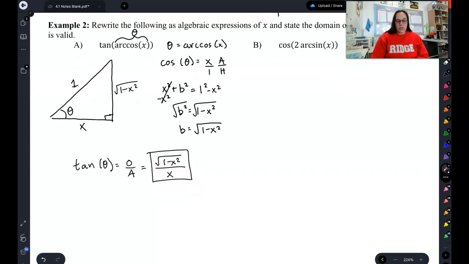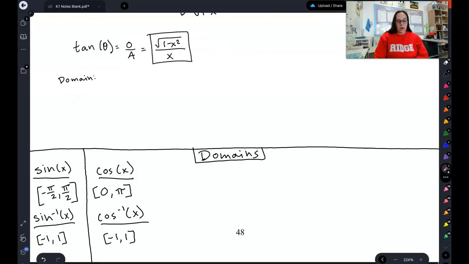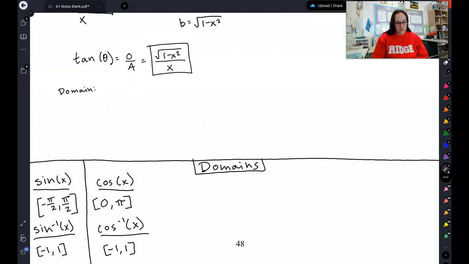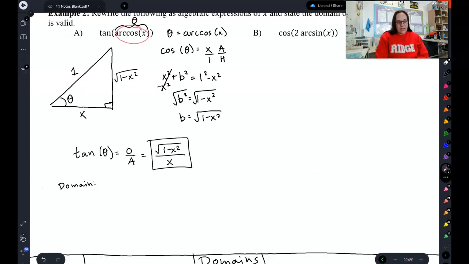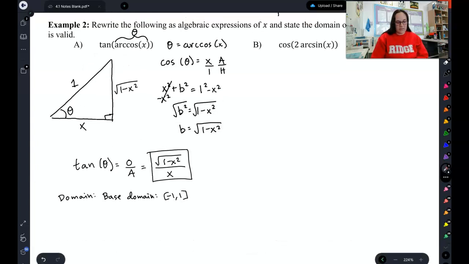Now, one thing that the instructions also state that we want to do is it asks about the domain of this answer. So what we're going to start with is the domain of the inside, which we already listed down here in our domain chart in the last video. So our inside is arc cosine. So that would be this one. So my base domain is -1 to 1. Your base domain is whatever the domain of the inside function is.